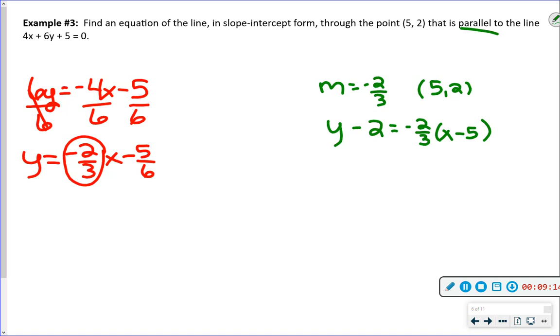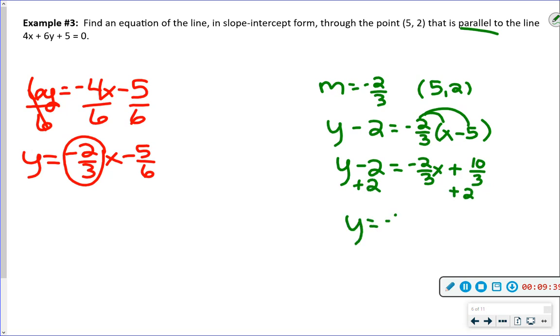Okay, directions. I want it in slope-intercept form, so I want it mx plus b style. I want to solve for y, so I'm going to distribute. We might have to deal with a fraction. Look out, two negatives, of course, make a positive. 2 times 5, 10. You have 10/3. You know I love a fraction. And I'm going to add 2 over.